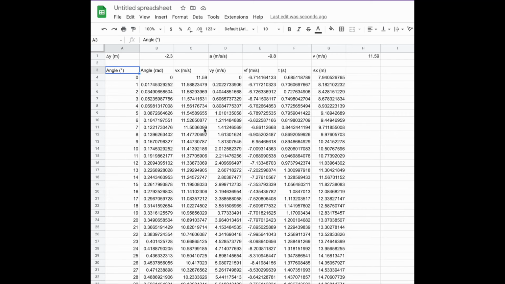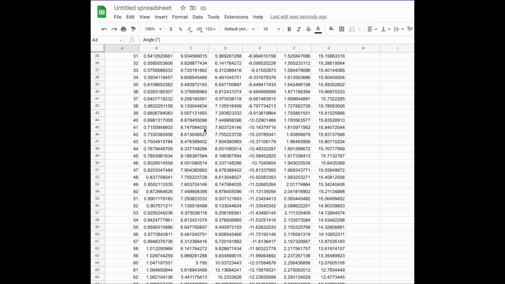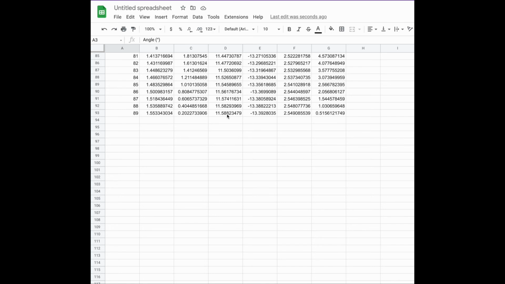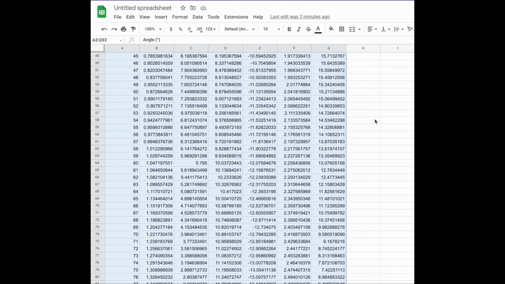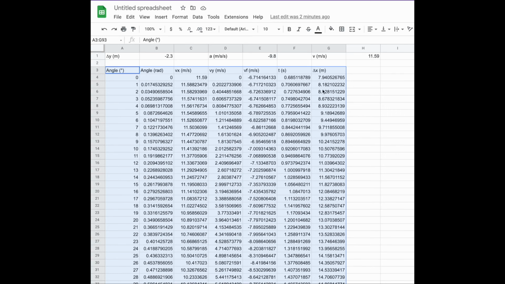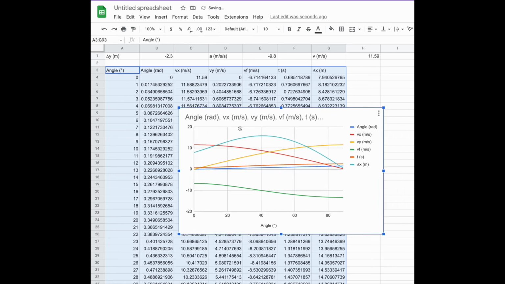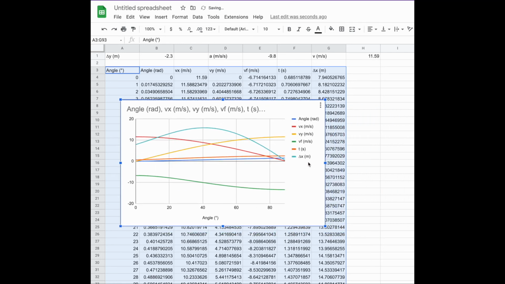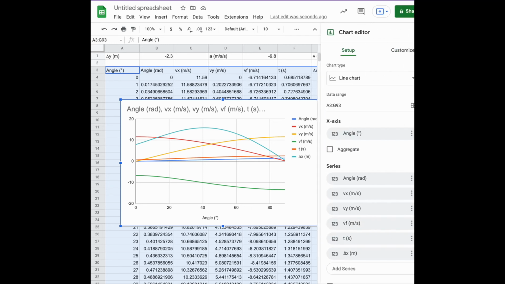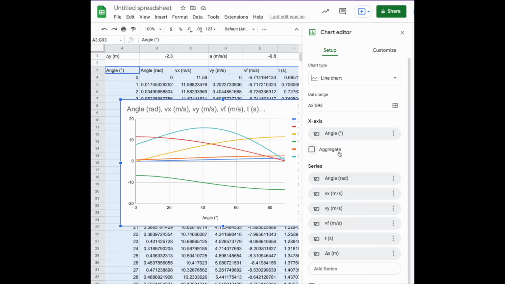To graph this out, we're going to highlight just from row 3 all the way down to our last angle, which for me is row 93. So I highlight the entire data section, including the heading. I am then going to go to Insert, Chart. I get a chart popping up, and then I'd like to modify this chart to be able to see the things that I need to analyze. I'm going to shrink this over so we can see stuff.